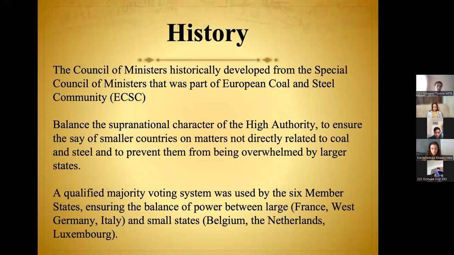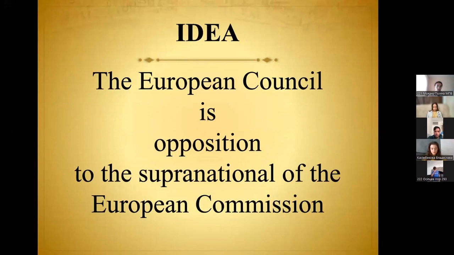And a qualified majority voting system was introduced by the 6 member states, ensuring the balance of power between large and small states. So, first of all, the idea hidden behind this institutional system is that the European Council is in opposition to the supranational nature of the European Commission. The European Commission has the direct force of its legislative acts and other documents, the supranational power of legal provisions.